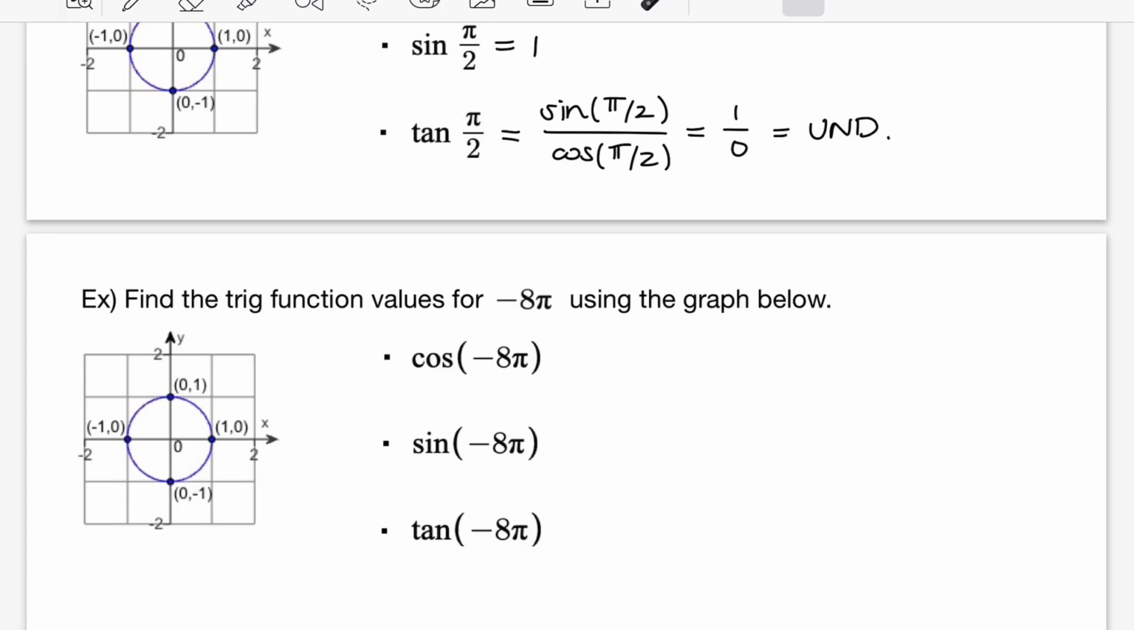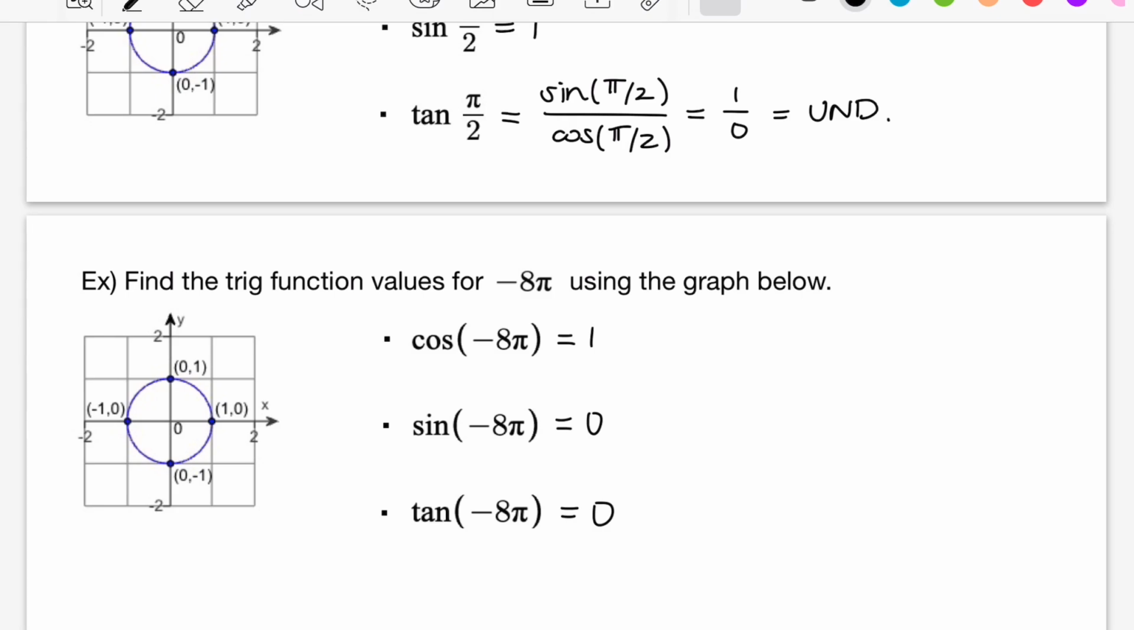So, no matter how many times we go around in this direction, we will always land on this coordinate here, 1, 0, when we do a full rotation like this, starting at this segment for our positive x-axis. So this tells us that cosine of minus 8 pi is going to be 1. Sine of minus 8 pi is going to be 0. And tangent of minus 8 pi in this case is going to be 0 over 1, so that'll just be equal to 0.